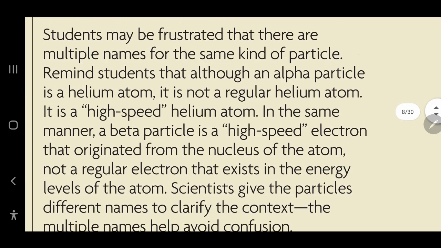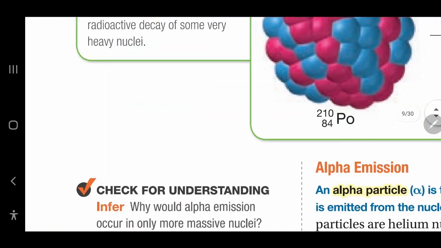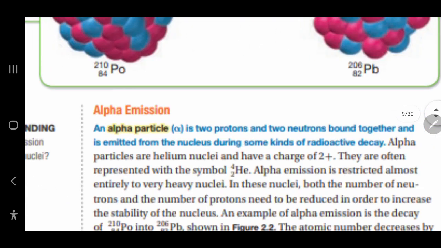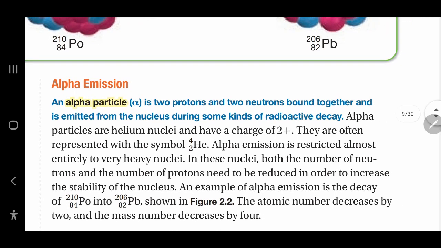First, alpha particles. As mentioned before, an alpha particle is 2 protons and 2 neutrons bound together and is emitted from the nucleus during some kinds of radioactive decay. And alpha particles are helium nuclei. And we say nuclei because it is not an atom. The atom of helium contains electrons, but here we say helium nuclei because there are no electrons inside.